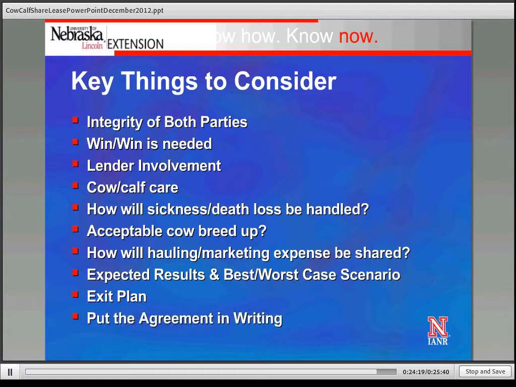And finally, and I've alluded to this several times already, it's very critical in my mind that this agreement be in writing. Both parties put down their expectations, how this situation will be handled, and this relationship between the cow owner and the person caring for the cows, so that there is no question about what's being agreed to and no question about what expectations were.